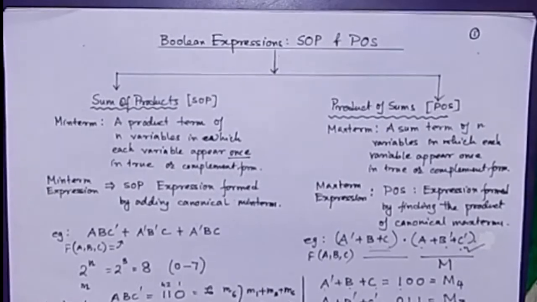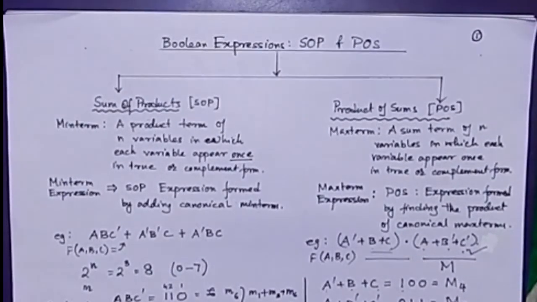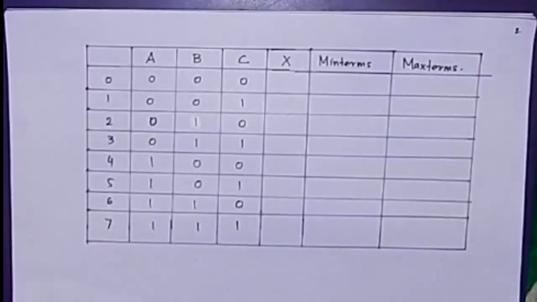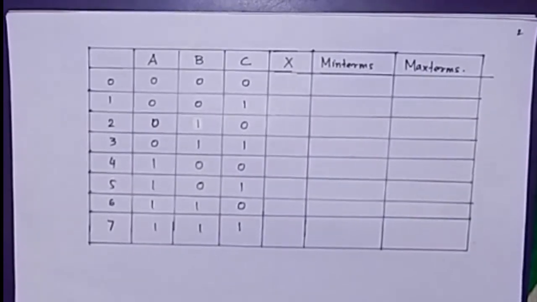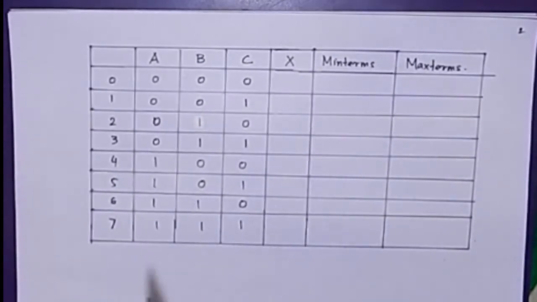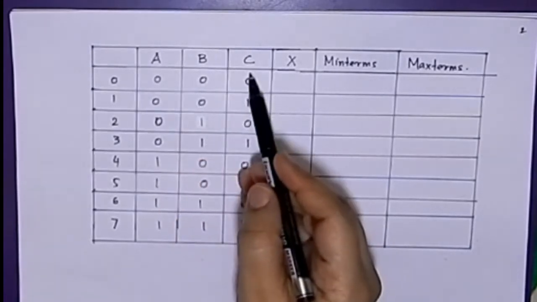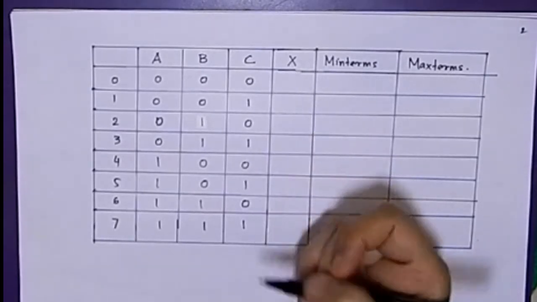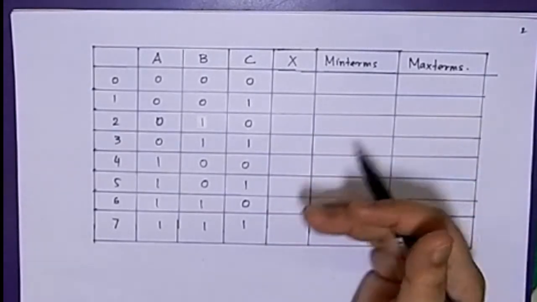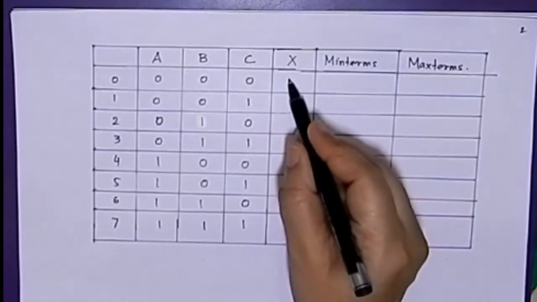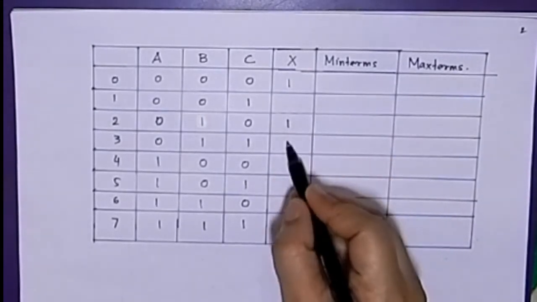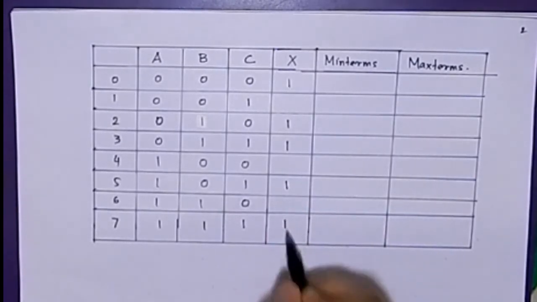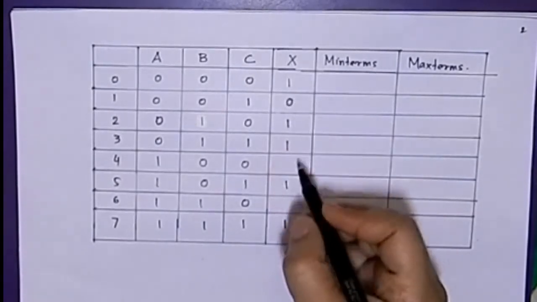Now let us see how we obtain the sum of product and product of sum expressions for a particular function. Now you can see I have drawn a truth table. It's for a function of 3 variables A, B, C, and this X denotes the output. Let us consider it's a random word problem or random situation where it is 1 for these cases. I'm putting the ones randomly, okay? And the others are 0.